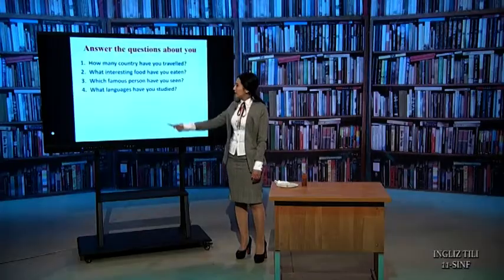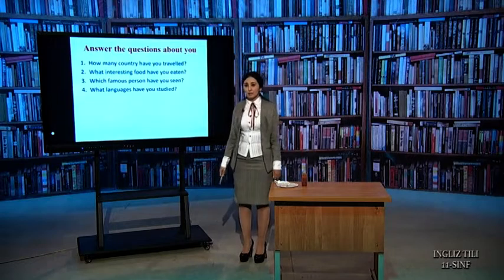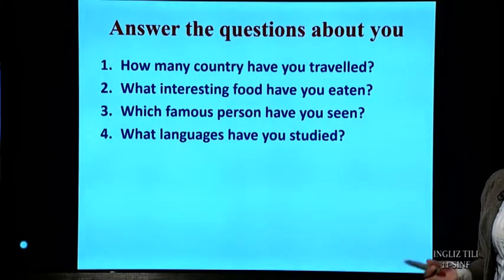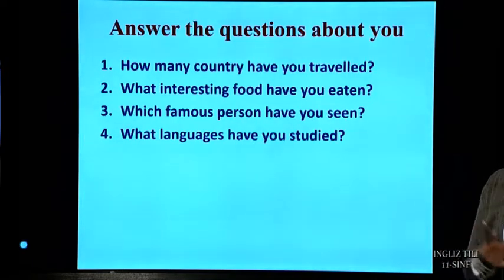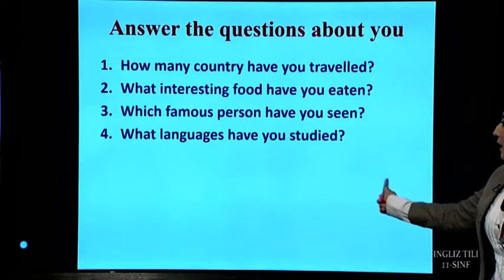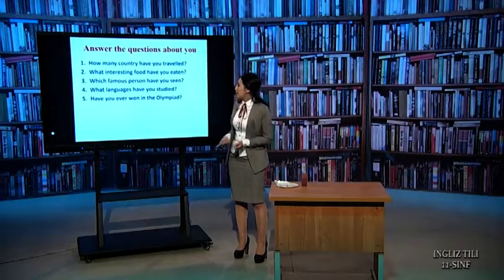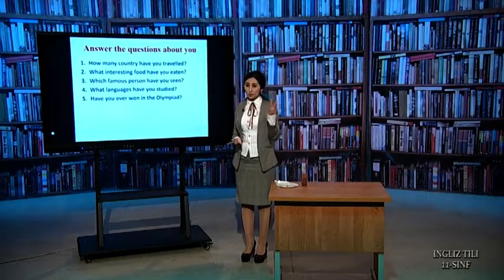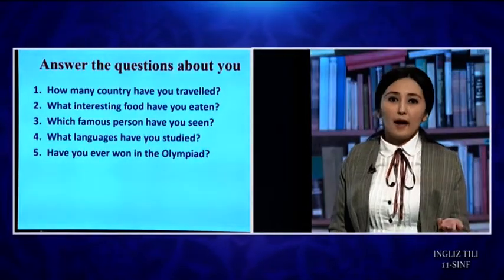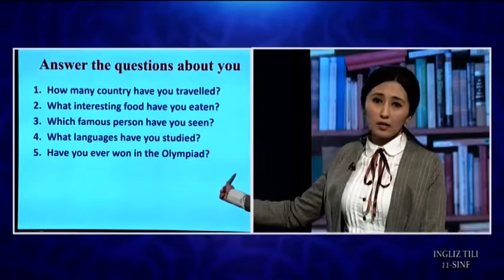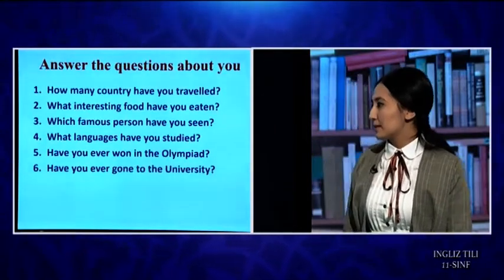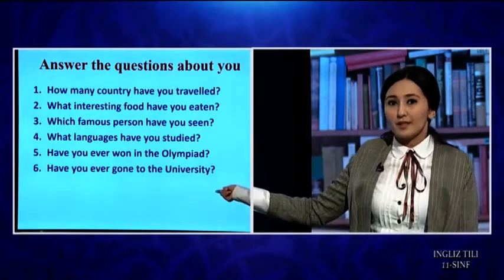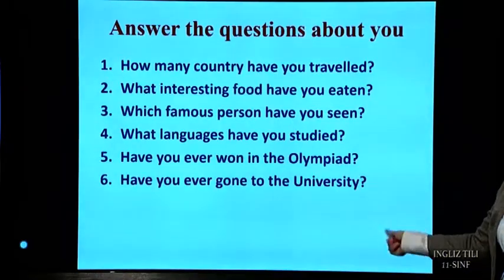And the fourth one: what languages have you studied? What kind of foreign language, it means. So the answer can be: I have learned English or Russian. And the fifth one: have you ever won in the Olympiad? The answer: I have won twice, or I haven't won in the Olympiad. And this sixth one: have you ever gone to the university? The possible answer: yes, I have, or no, I haven't.